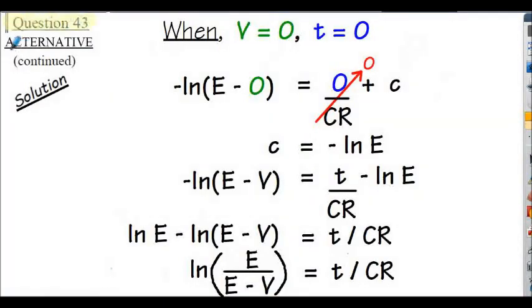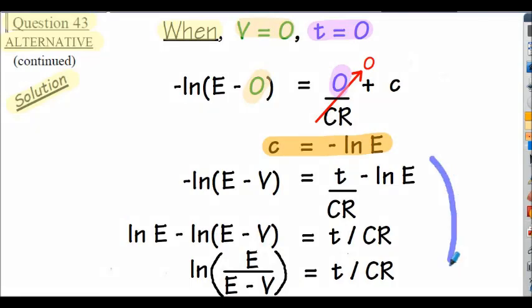Question 43, alternative solution continued. We're now imposing the initial condition: when v is equal to 0, t is equal to 0. So inserting the zeros appropriately within the equation, we find that constant c is equal to negative ln e. I'll let you review the rest of the solution at your own pace.